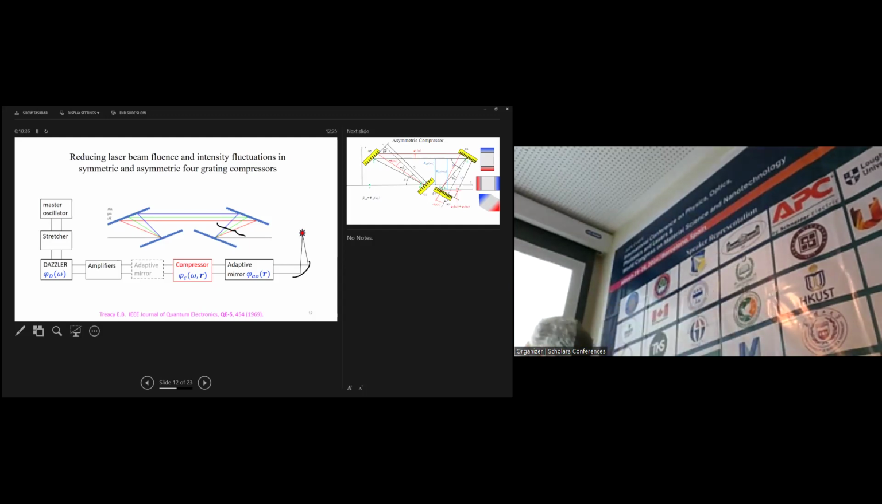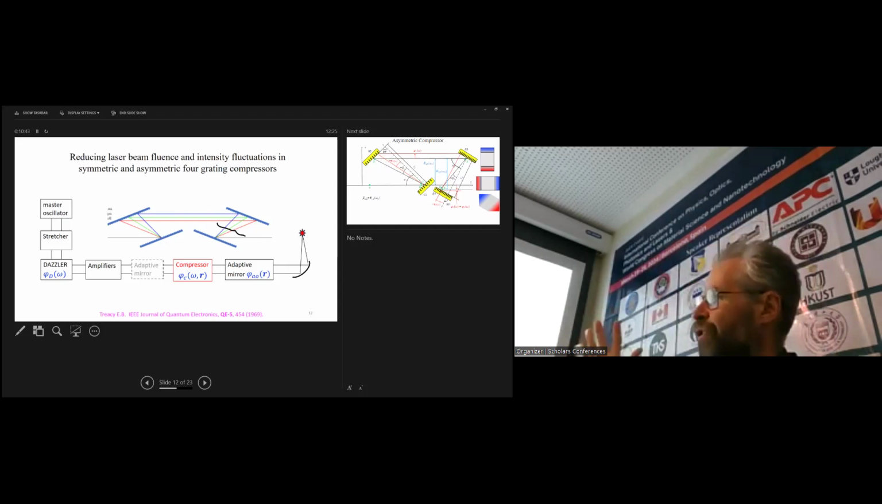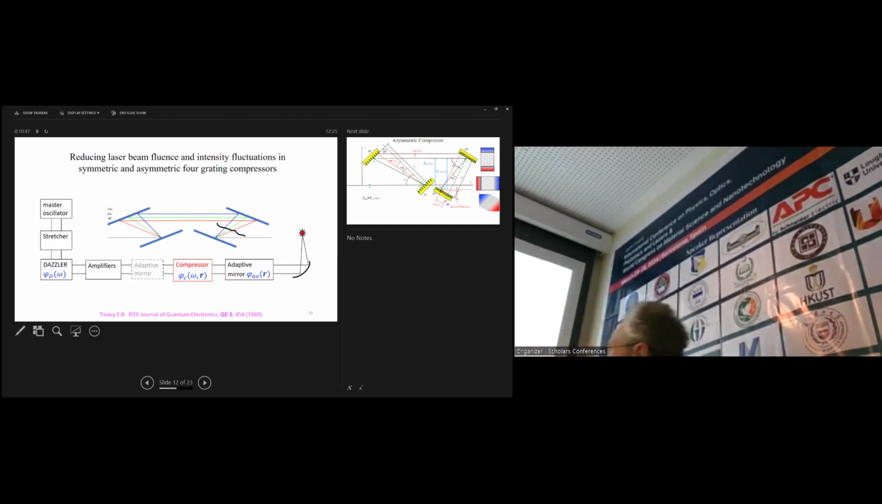We need to focus the beam, and for this we use an adaptive mirror, which can mechanically adapt its surface opposite to the wavefront of the beam. So we can control the phase in space. Another device is called Dazzler, an acoustic device which can control the phase in time or in the omega domain.